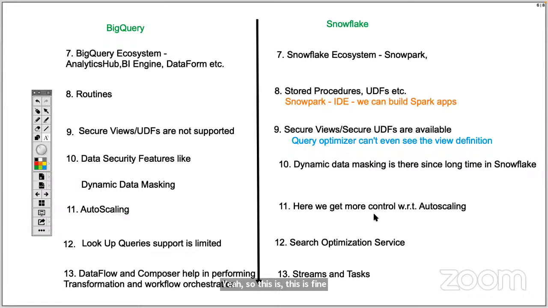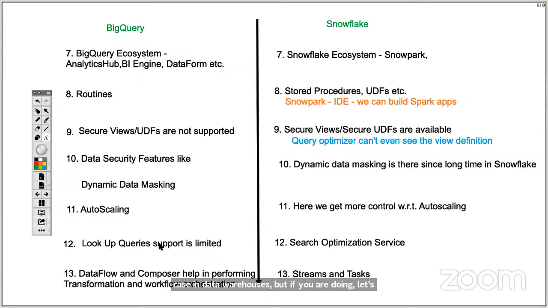This is auto scaling. Here we get more control, auto scaling, and this is auto scaling in BigQuery. Another one is lookup queries. Support is limited because in BigQuery we can do the point-based lookup. Usually it is not a very common case in data warehouses, but if you are doing, let's say, GDPR reporting, then lookup queries are very important to you.